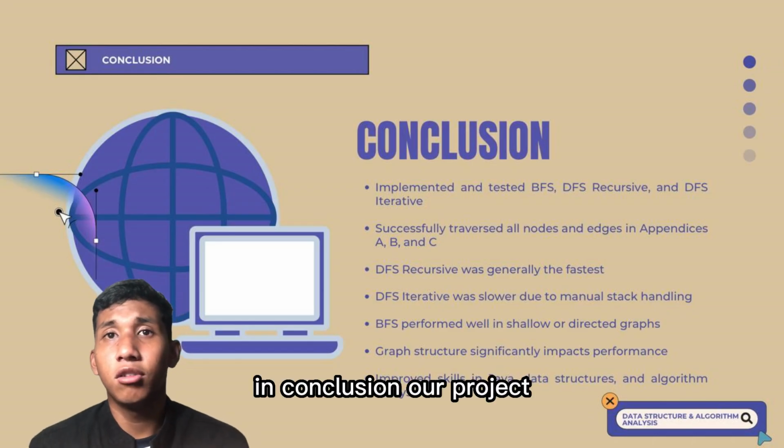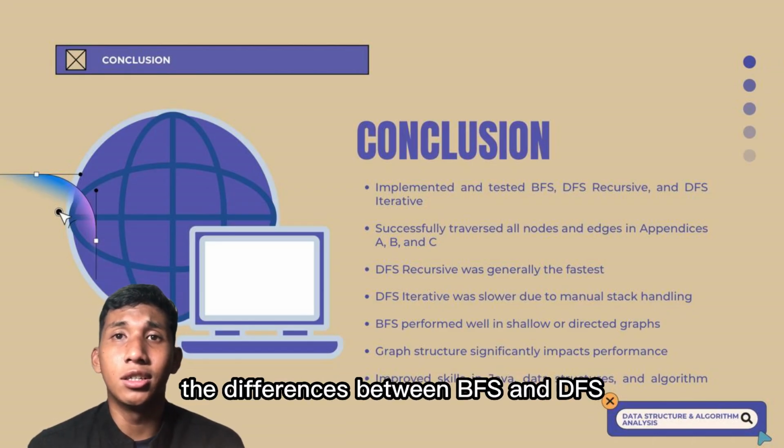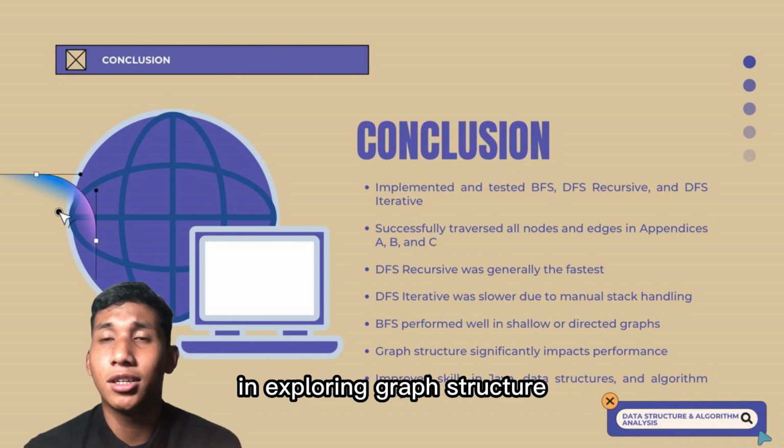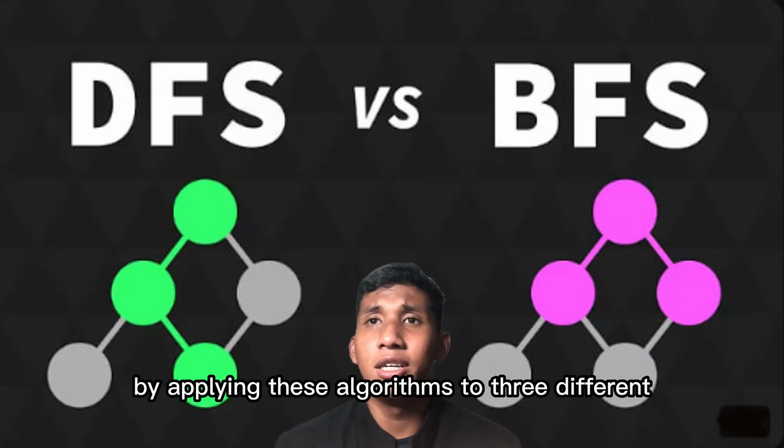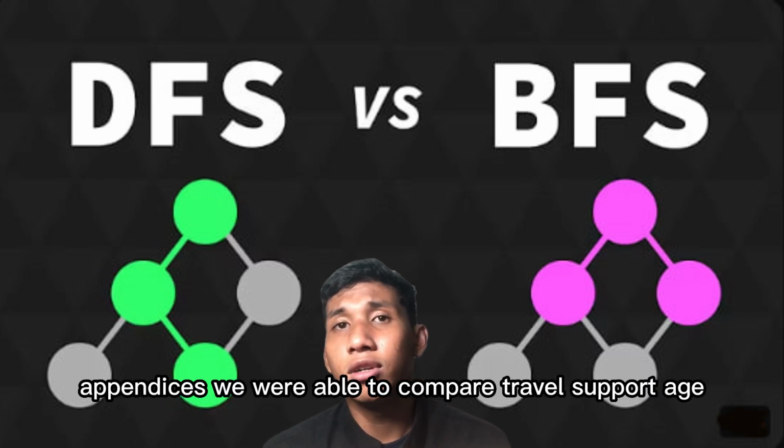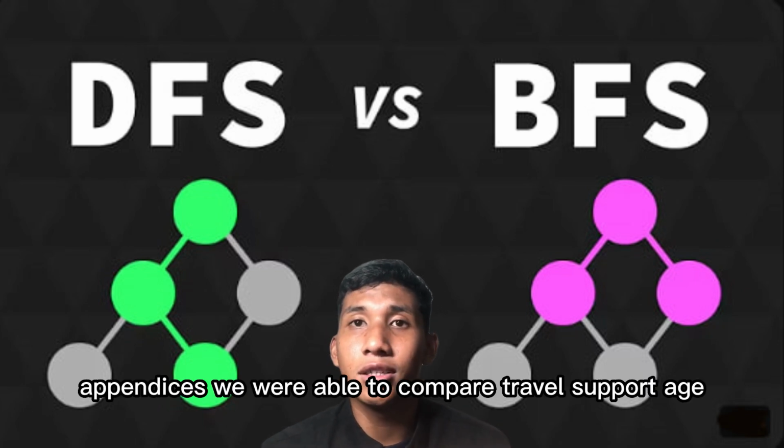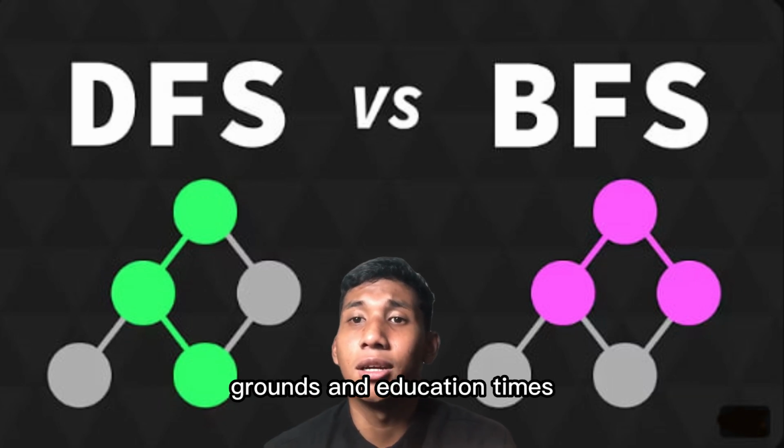In conclusion, our project successfully demonstrates the differences between BFS and DFS in exploring graph structures. By applying these algorithms to three different appendices, we were able to compare traversal paths, edge counts, and execution times.